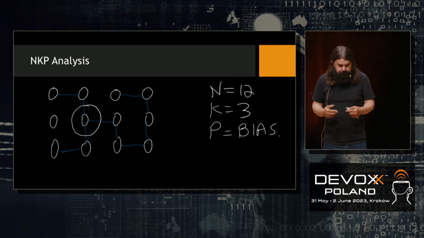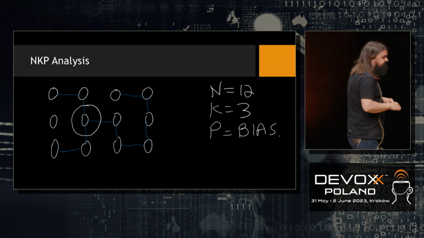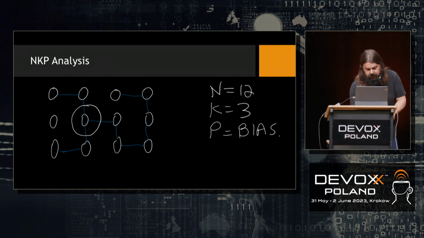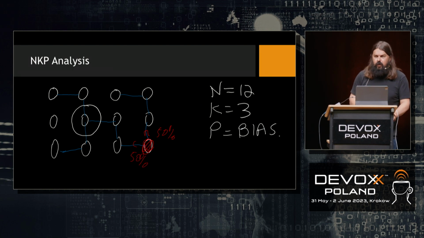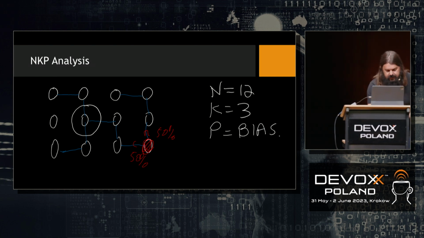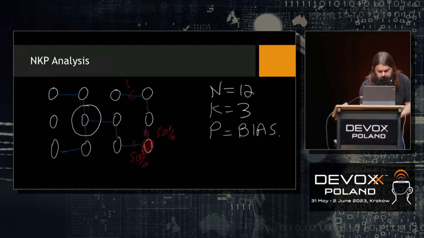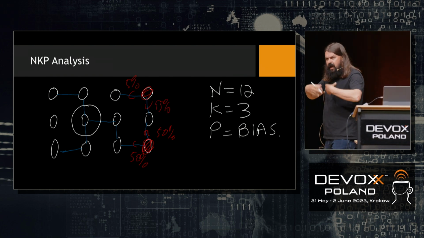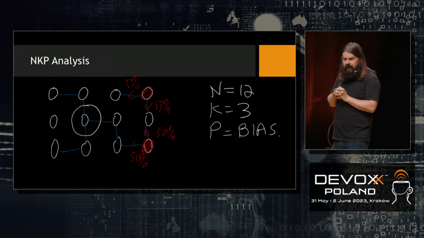P is bias. And it works like this. If I have a node here, and it sends its message this way 50% of the time, and this way 50% of the time, then that node has no bias. It's democratic. But if it sends its message this way 5% of the time, and this way 95% of the time, then we say that this node has a large degree of bias.